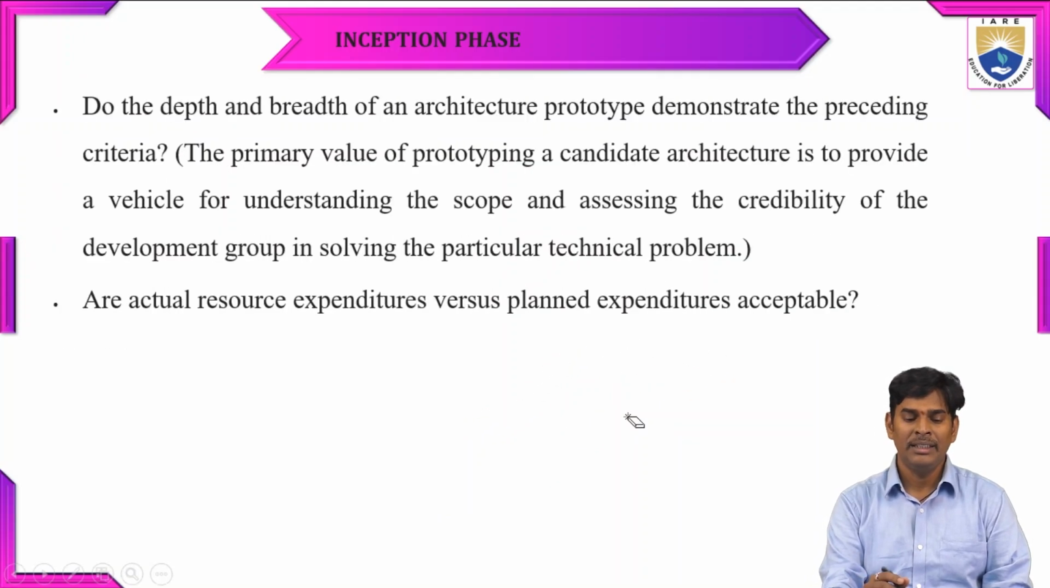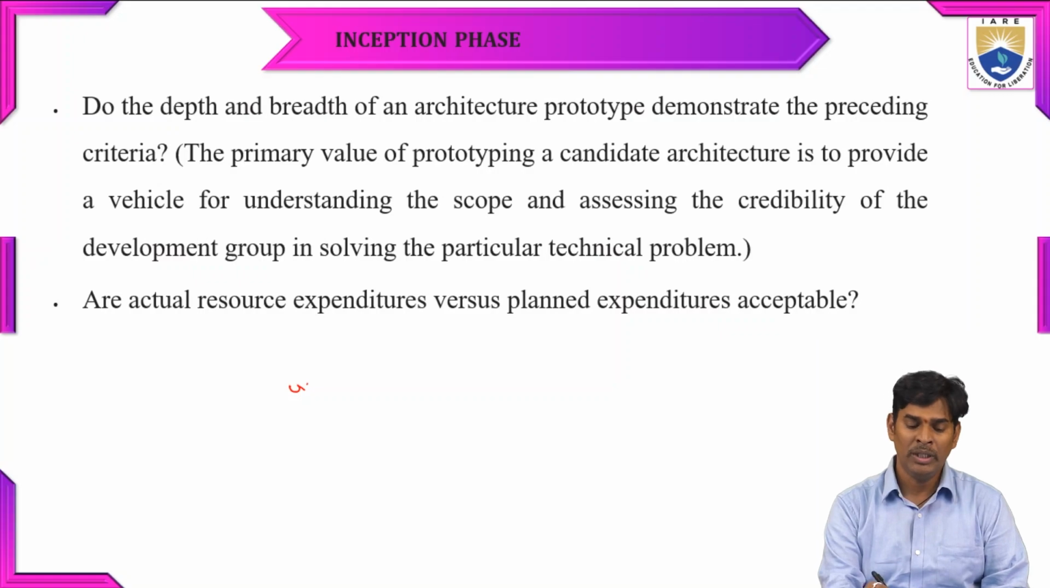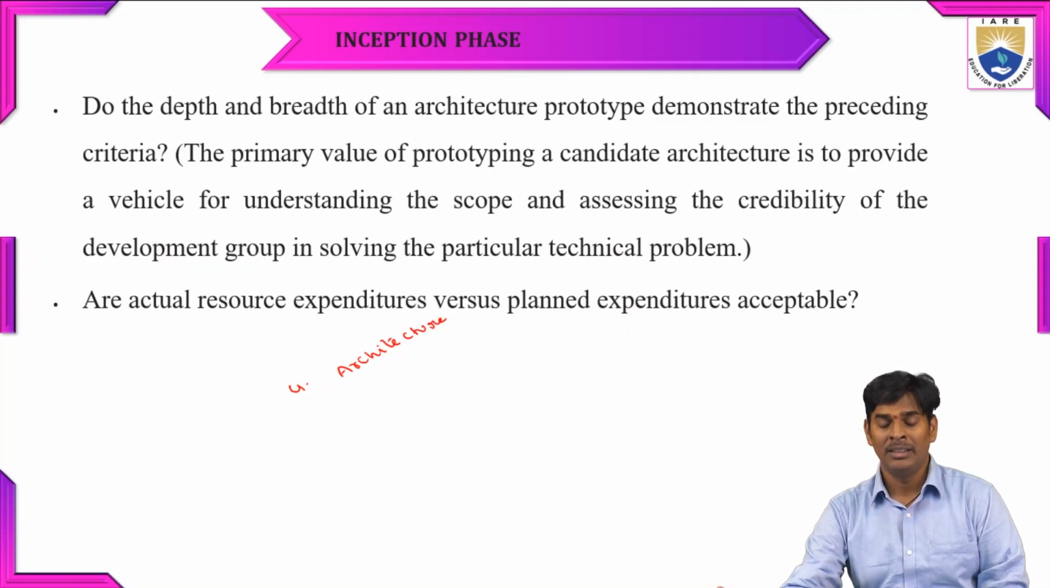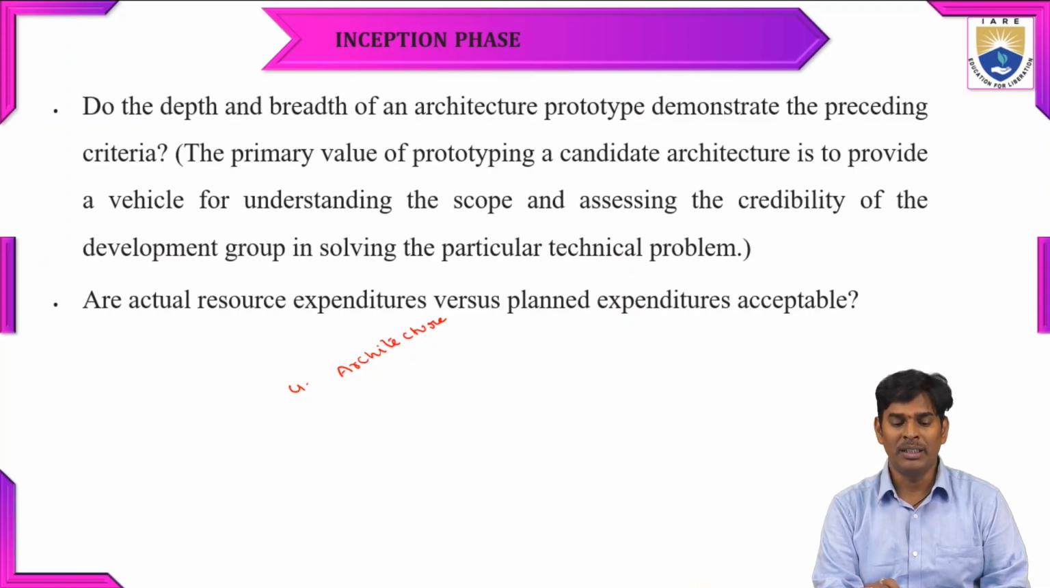And the next one, the fourth one, is the depth and breadth of an architecture prototype. While they're designing the architecture, they need to check how much this architecture will impact the software project. So they need to demonstrate the preceding criteria.